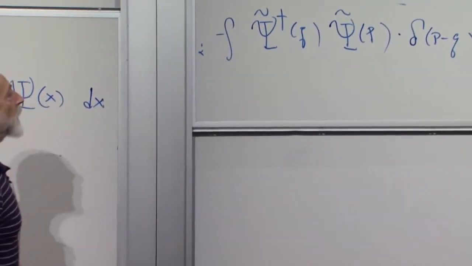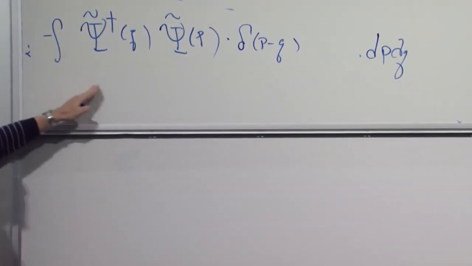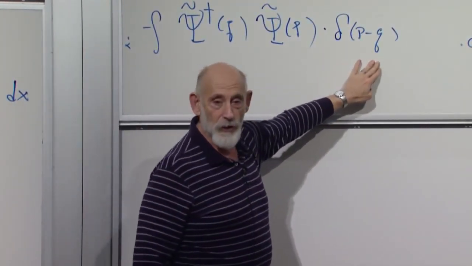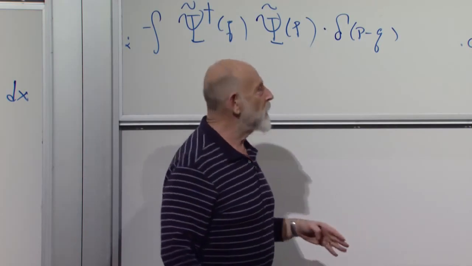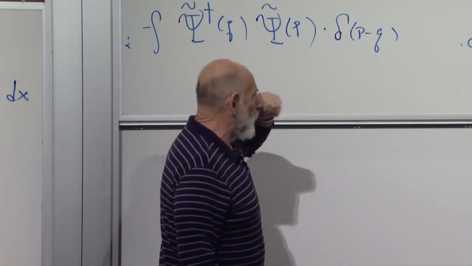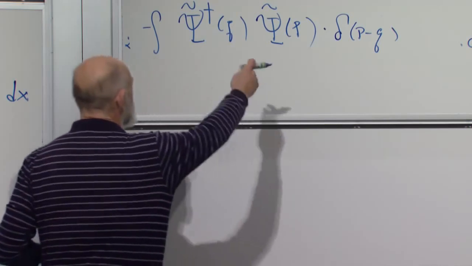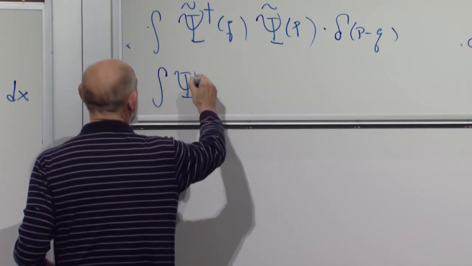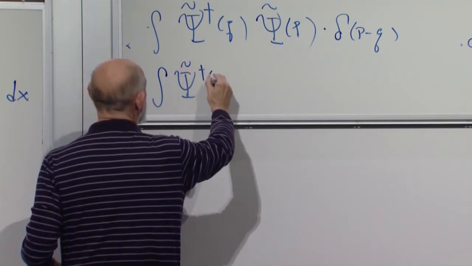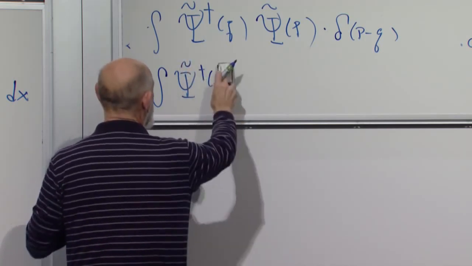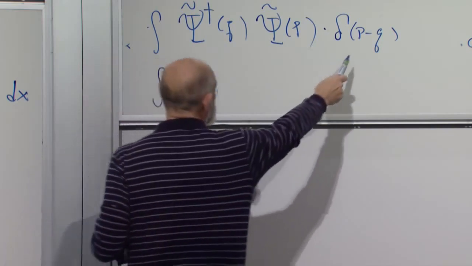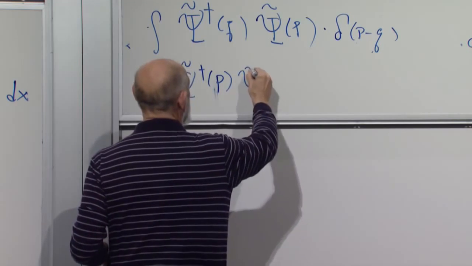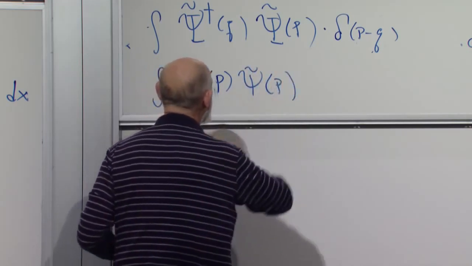Okay, what happens if we integrate psi dagger of q times psi of p with a function which is 0 unless p is equal to q? Well, it's just the instruction: do the integral, but set p equal to q. If you set p equal to q, there's only one integration, and this is just equal to psi dagger twiddle of p, psi of p. The instruction here is set q equal to p.